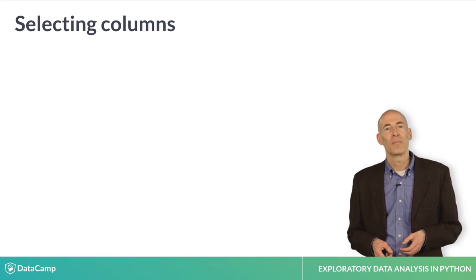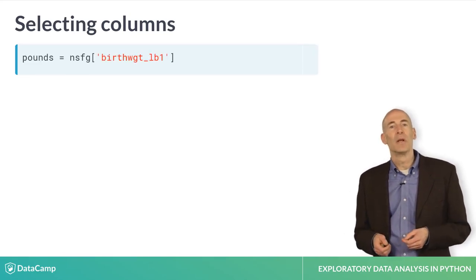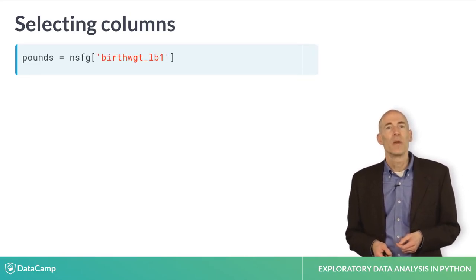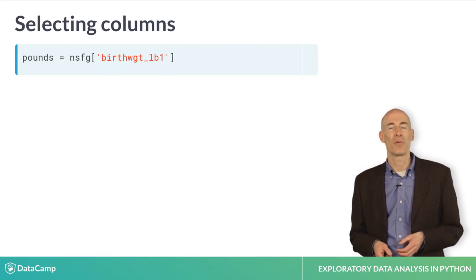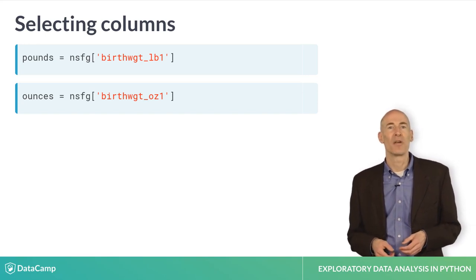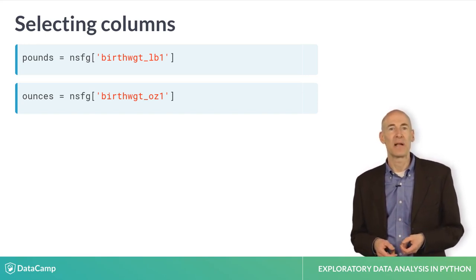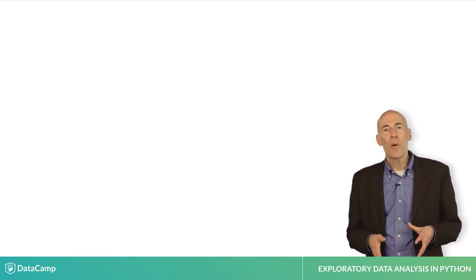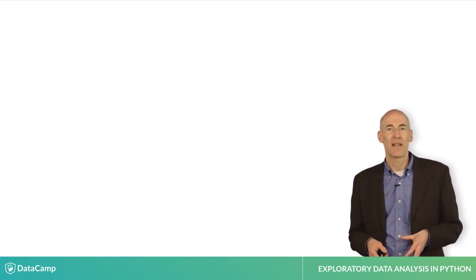in the survey. I'll select the variable birth weight LB1, which contains the pound part of birth weight, and assign it to pounds. And birth weight OZ1 contains the ounce part of birth weight, so I'll assign that to ounces. Before we do anything with this data, we have to validate it.